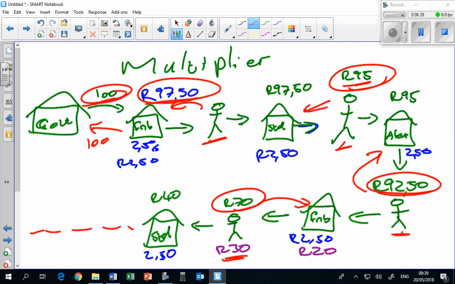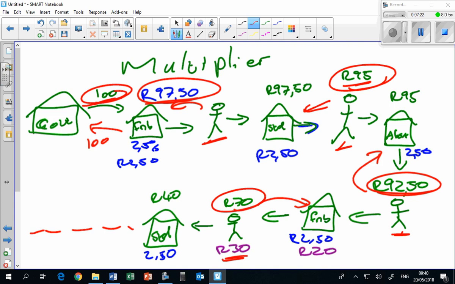Now there's a couple of things that the multiplier depends on. Firstly, you can see with every single round, the 2.5%, or in our case, the 2.50 Rand, decreased the size of the multiplier. Because with each time the money was lent, there was a smaller amount of money to lend. Do you agree? So the reserve requirement has a negative relationship with the money multiplier. If the reserve requirement increased from 2.5% to 5%, there would have been less money to lend at each stage. So the first thing that the multiplier depends on is your reserve requirement.